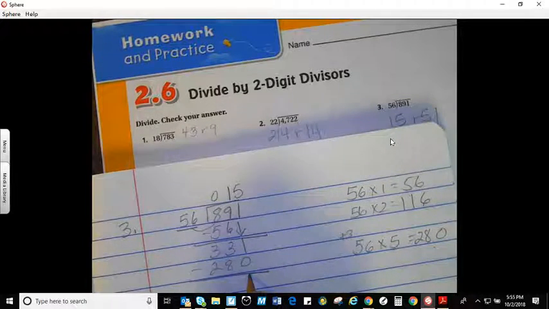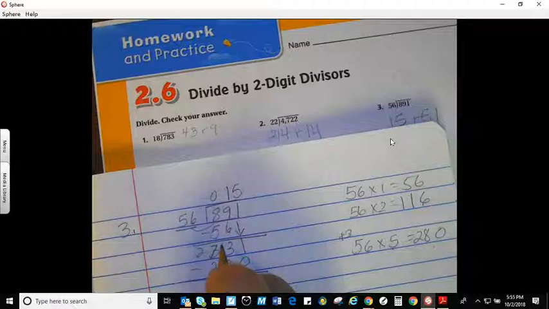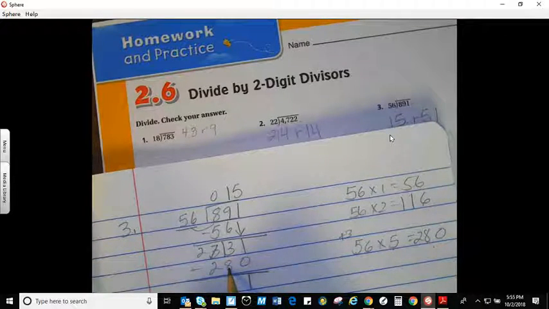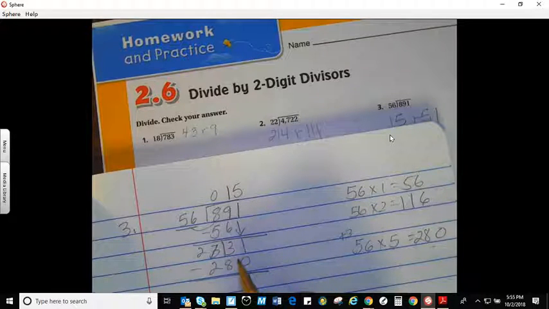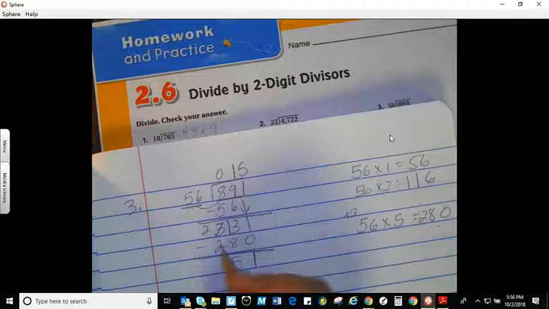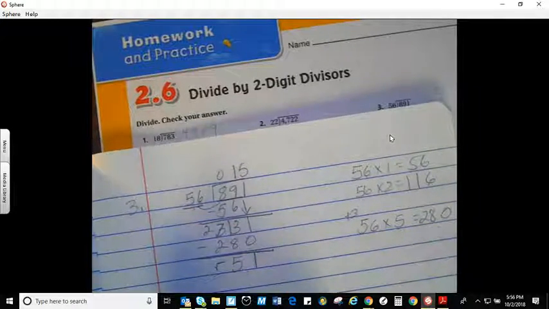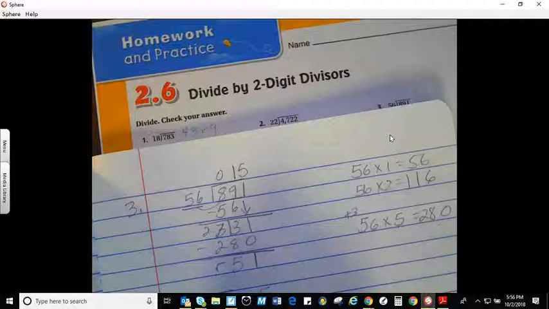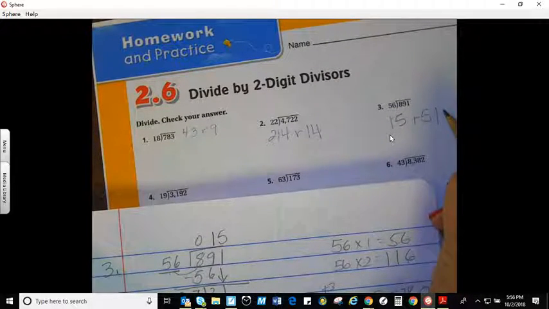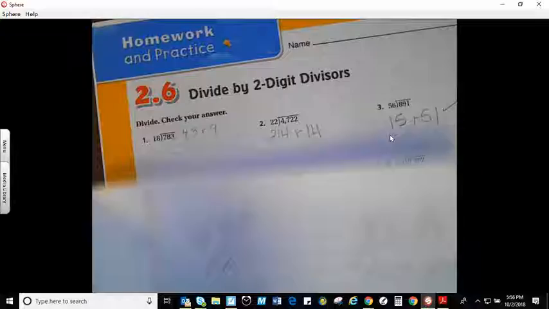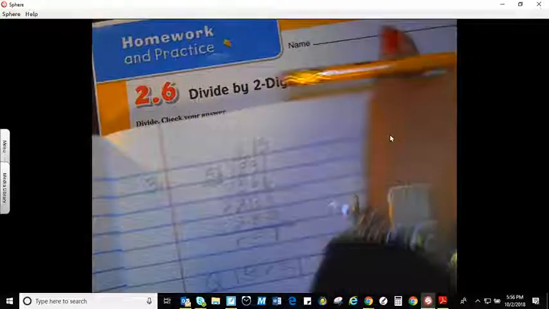Subtract that out. 1. I need to regroup. So 13 from 8. And what does that give you? 5. And so is 51 less than the 56? Yeah, so I'm done. That's my remainder. So my quotient is 15 with a remainder of 51. And that's what I got right here. And so you're correct. Let's move on to number 4. At any time again, if you need to pause it, go back and look at your division. That's what you need to do.